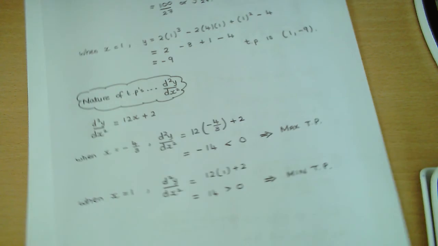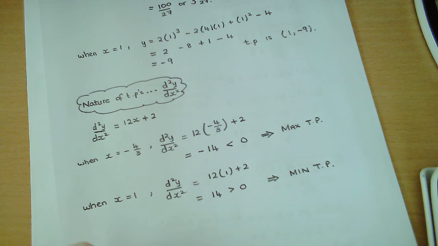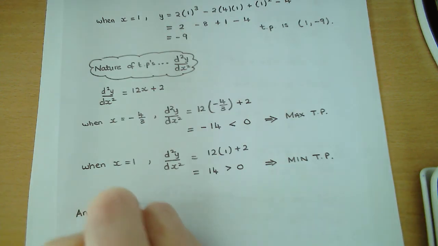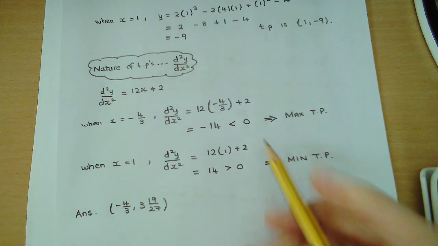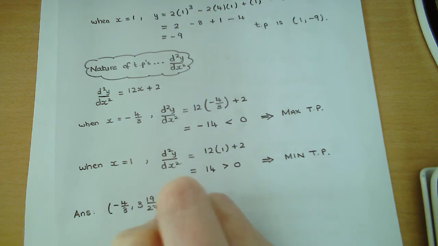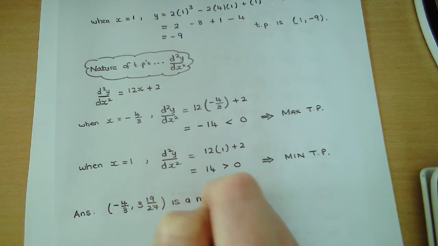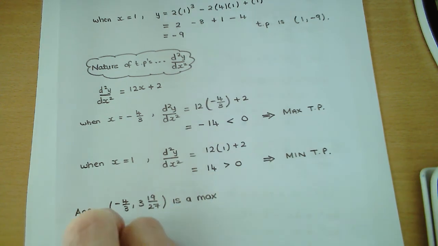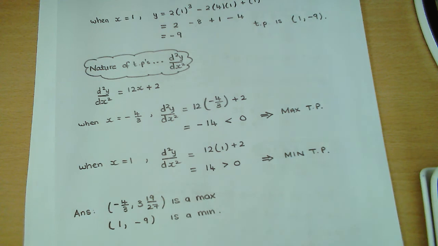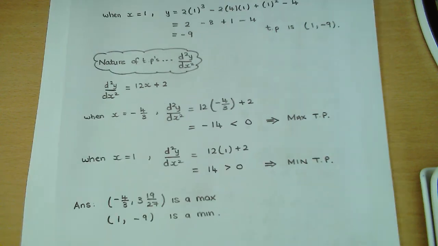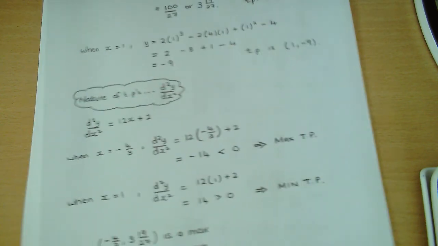Okay. So final answer, put it all together. So the first turning point was minus 4/3, 3 and 19 over 27, and it was a maximum. And then the other turning point, which was 1, minus 9, and it is a minimum turning point. So that's our answer for part B. Okay, next one then, part C.